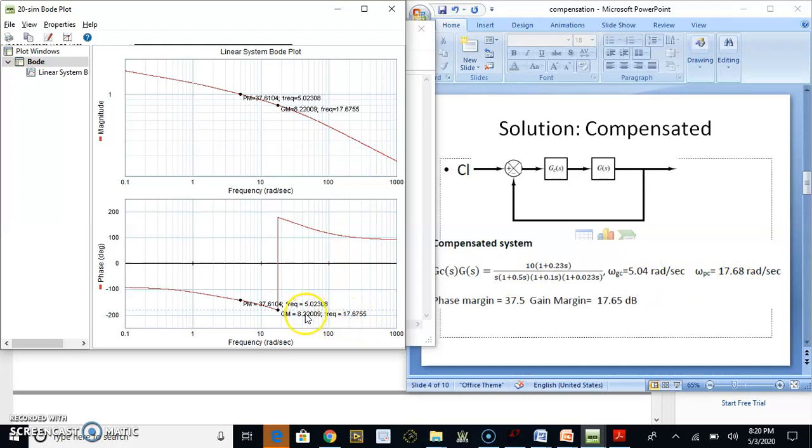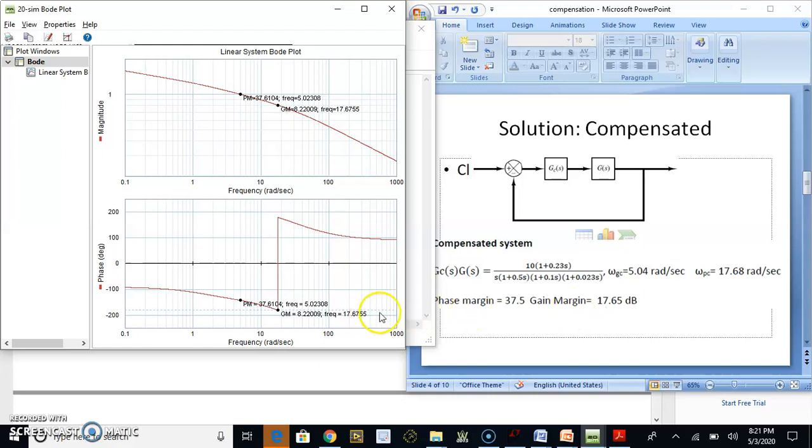The corresponding gain margin here is 8.22, which is in ratio, and from calculation the dB value is 17.65. So let me verify: 20 log of 8.22 happens to be 18.29.